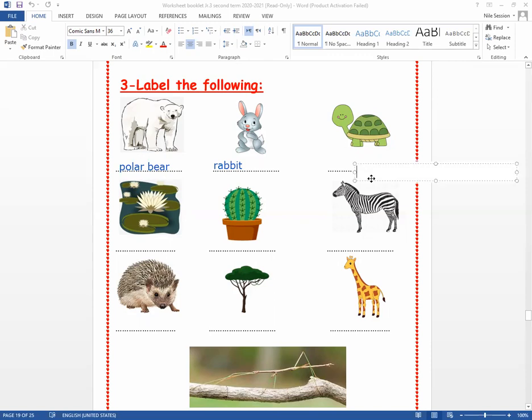And what is this? Yes, turtle. We took turtle in what? Yes, also in the inherited traits. We said the turtle has a shell here, a shell to protect it from enemies, super. And what is this? Yes, super, water lily.